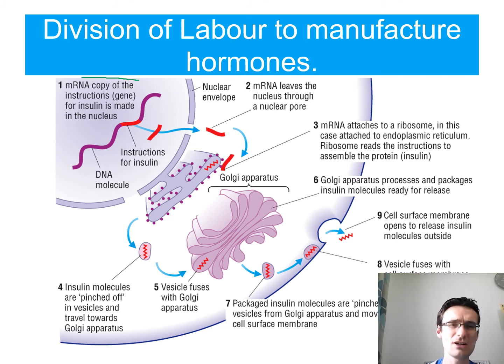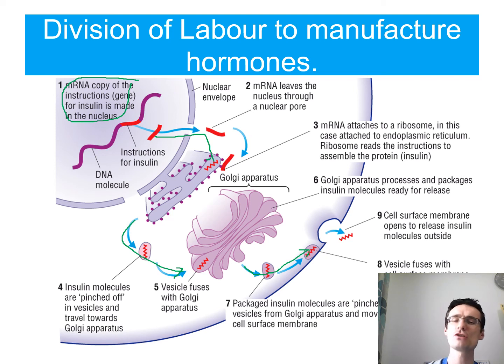So messenger RNA copies the gene from the nucleus. That messenger RNA then leaves the nucleus and goes to the rough endoplasmic reticulum, where it makes a protein molecule. That then goes to the Golgi apparatus, which modifies and packages the protein, and then that leaves via a vesicle, and it goes via the external membrane, which is called the cell surface membrane, via exocytosis, releasing it into the bloodstream.